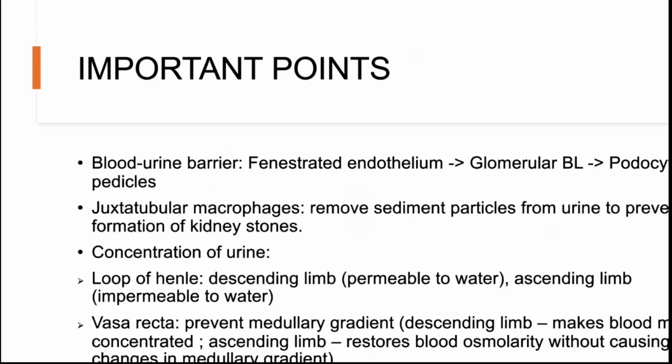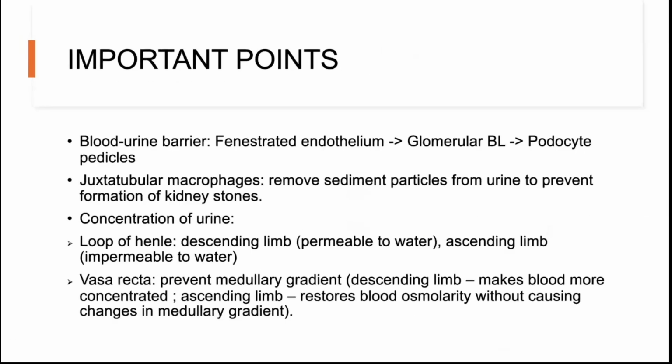Moving on, how does the kidney determine the concentration of the urine? There are two ways in which it does that. Firstly, we have the loop of Henle, and then we have the vasa recta. The first part of the loop of Henle, which goes down from the proximal convoluted tubule, is the descending limb because it's going down into the medulla, right? This part is permeable to water, and then it curves and starts going up again into the cortex, which is called the ascending limb, which is impermeable to water.